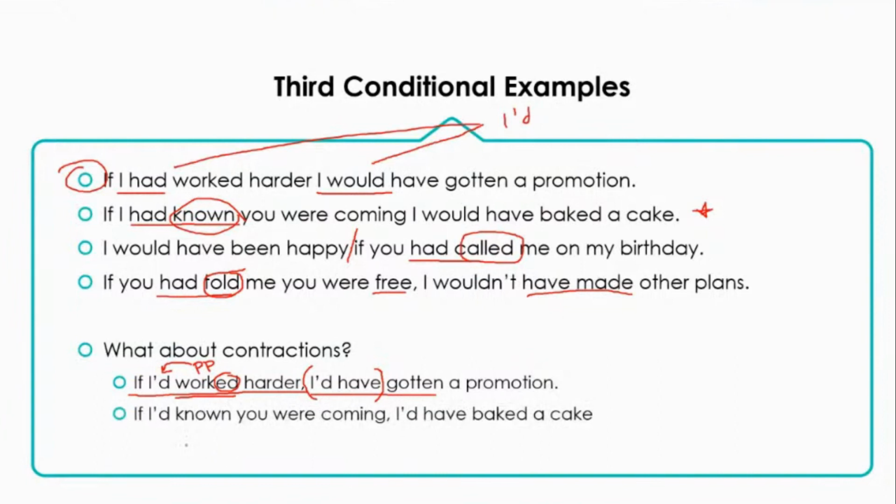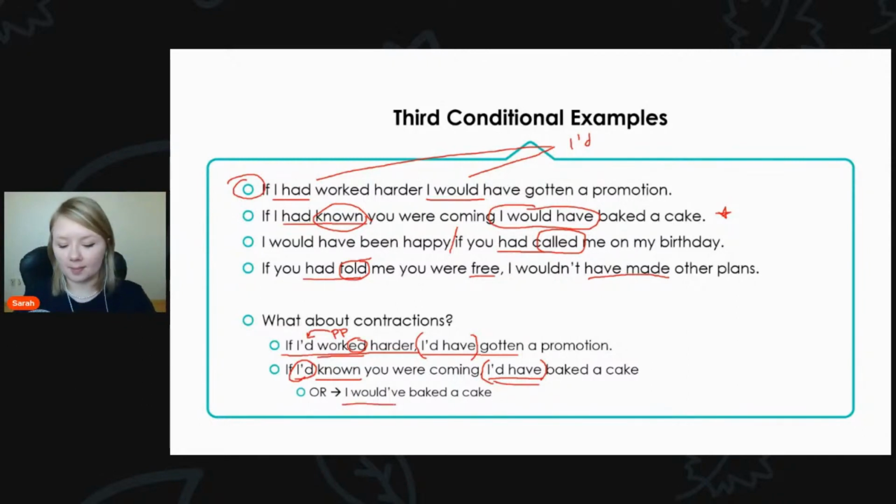Here's another example. If I'd known you were coming, I'd have baked a cake. Again, we know this first part with our if is had because we have our past participle known. If I had known, if I'd known, I'd have baked a cake. There again, I would have baked a cake. But actually, more often we say I would have. If we have the phrase I would have, we could say I'd have, but often we say I would have. So it's a little easier there.